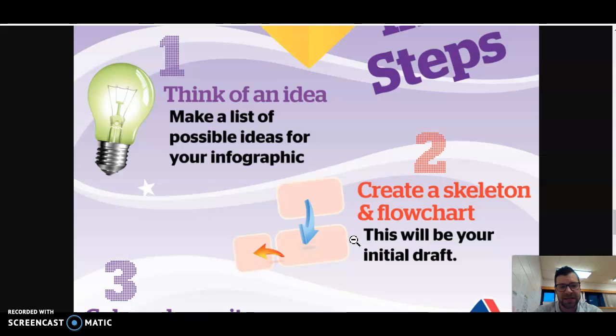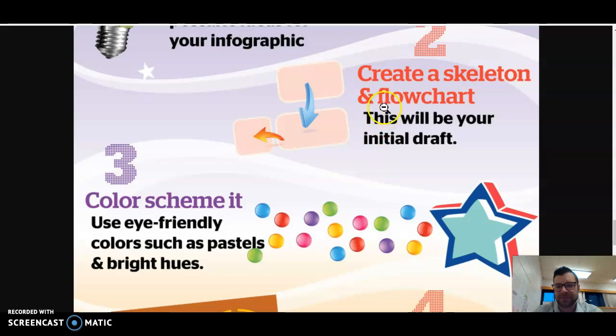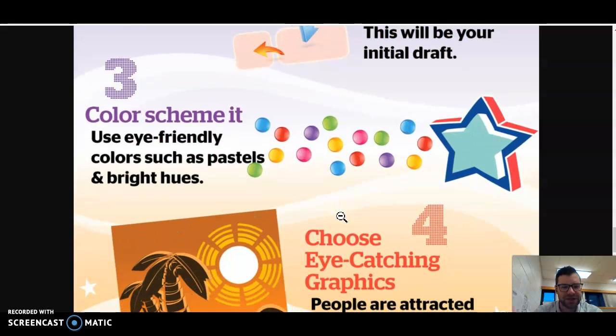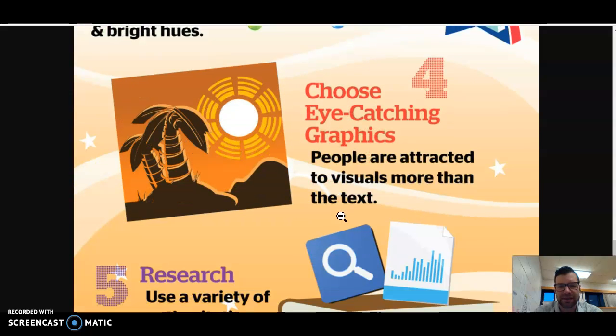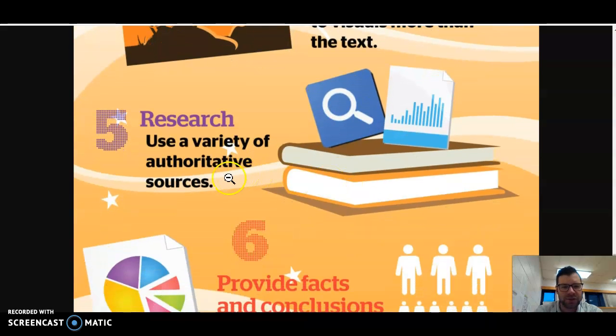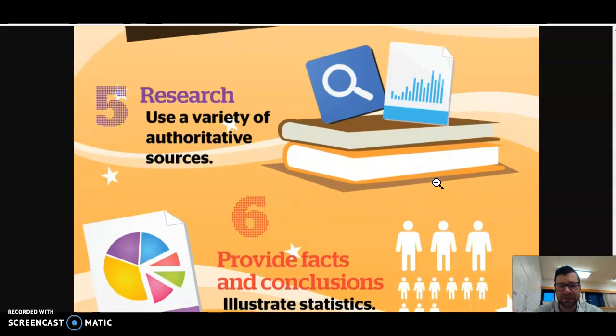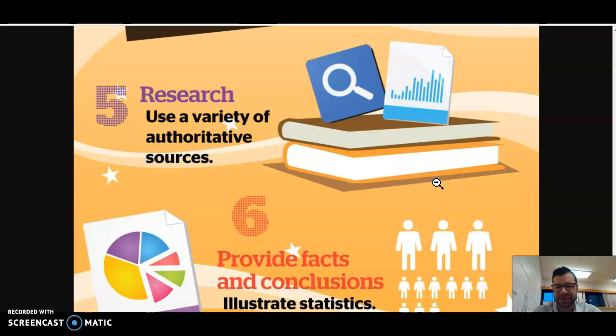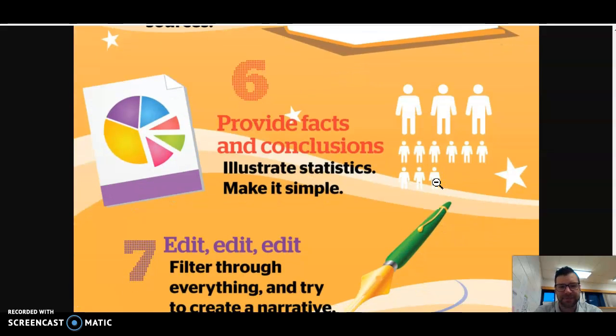Step 1, think of an idea. Make a list of possible ideas for your infographic. Create a skeleton and flowchart. This will be your initial draft. Color scheme it. Use eye-friendly colors such as pastels and bright hues. Choose eye-catching graphics. People are attracted to visuals more than text. Use a variety of authoritative sources, meaning find sources that are reliable and people trust.